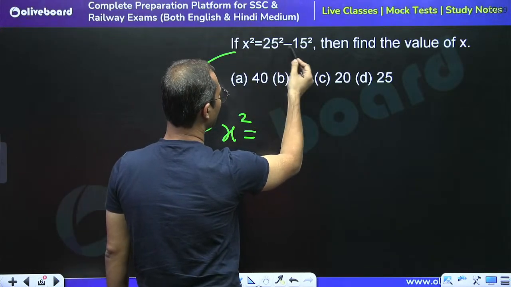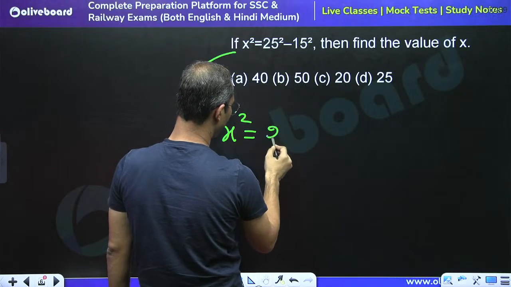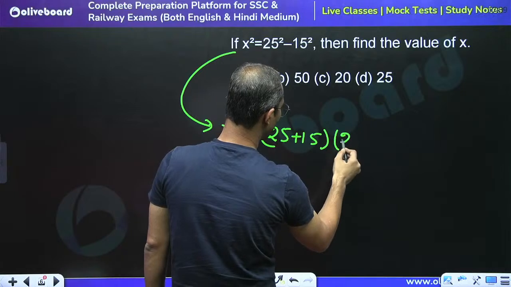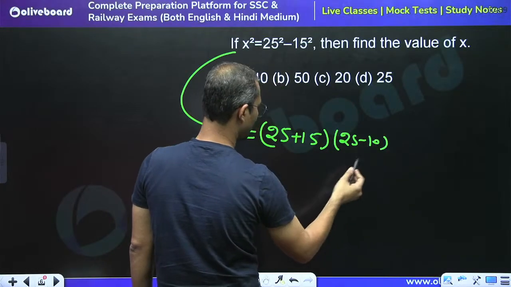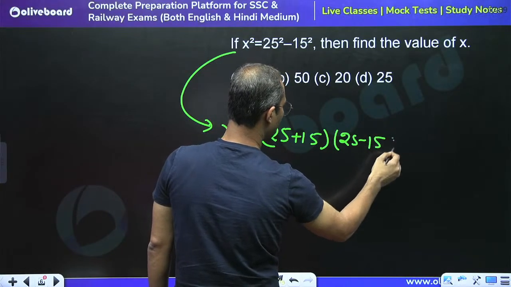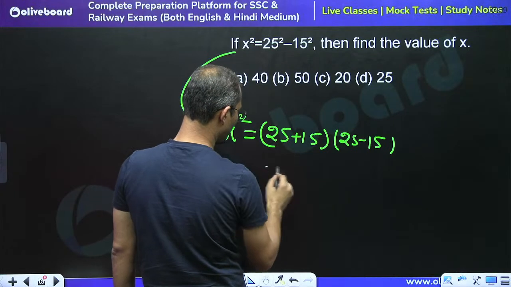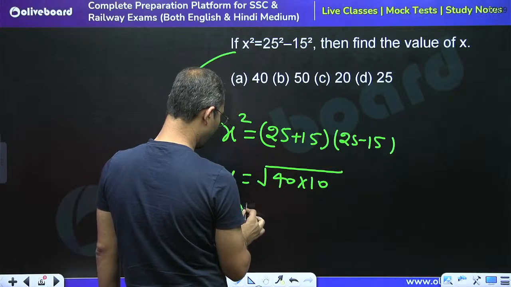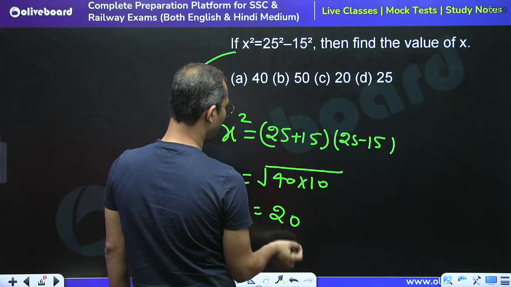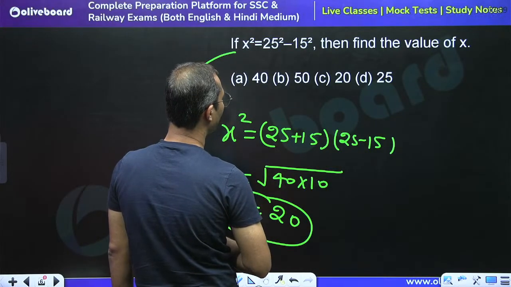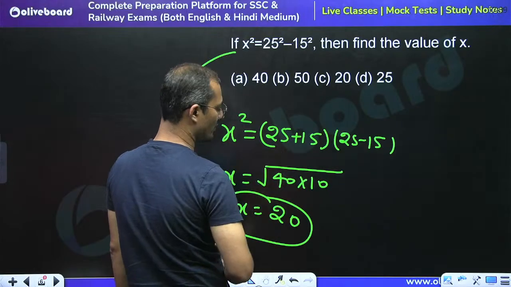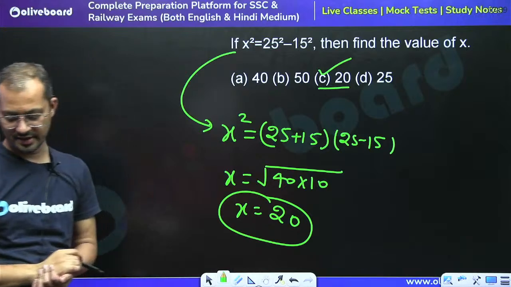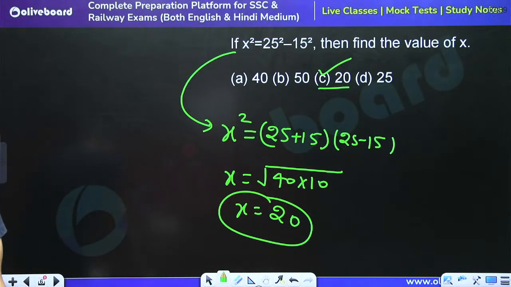25 square minus 15 square, so a square minus b square. We can say that 25 plus 15 into 25 minus 15. So directly we can say that x is equal to root 40 into 10, so 400, x is equal to 20. Actually the answer must be plus minus 20, but all values are plus. So we can say that option C is the right answer.